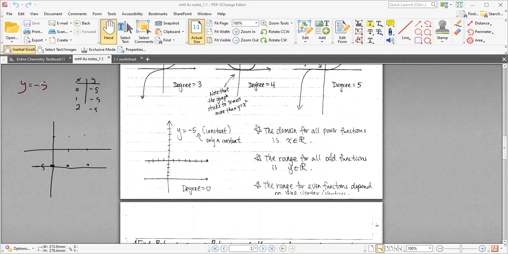So the degree, we don't have x here, right? This is the same as saying negative 5 x to the power of 0, because I know x to the power of 0 is 1, so this is equal to negative 5. But the highest power of x is 0, that's why the degree here is 0.